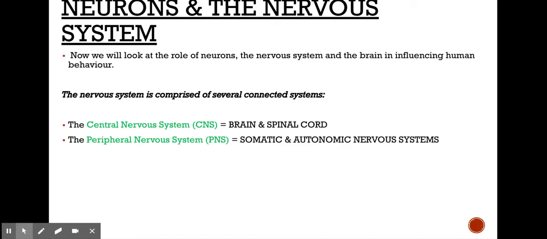The nervous system, as you may have learned before in biology, is comprised of several connected systems. So, we have the central nervous system, or the CNS, which is made up of the brain and the spinal cord, a vital part. And then we also have the peripheral nervous system, the PNS, which is what we call the somatic and autonomic nervous systems. Now, we will be covering these in much more detail later in biopsychology, and also you will be looking at some of these in psychopathology as well.